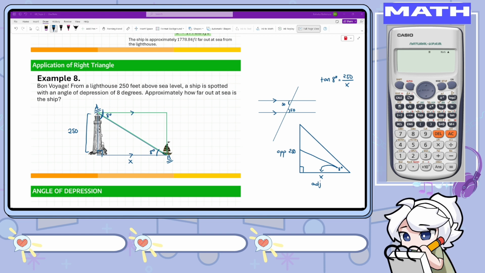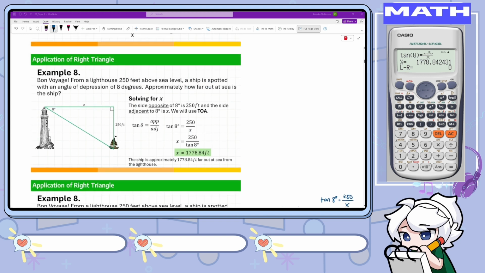So tangent 8 is equal to opposite 250 over x. Shift solve. There you go. So now if we check our solution, it is indeed 1,778.84 feet far out at sea from the lighthouse.